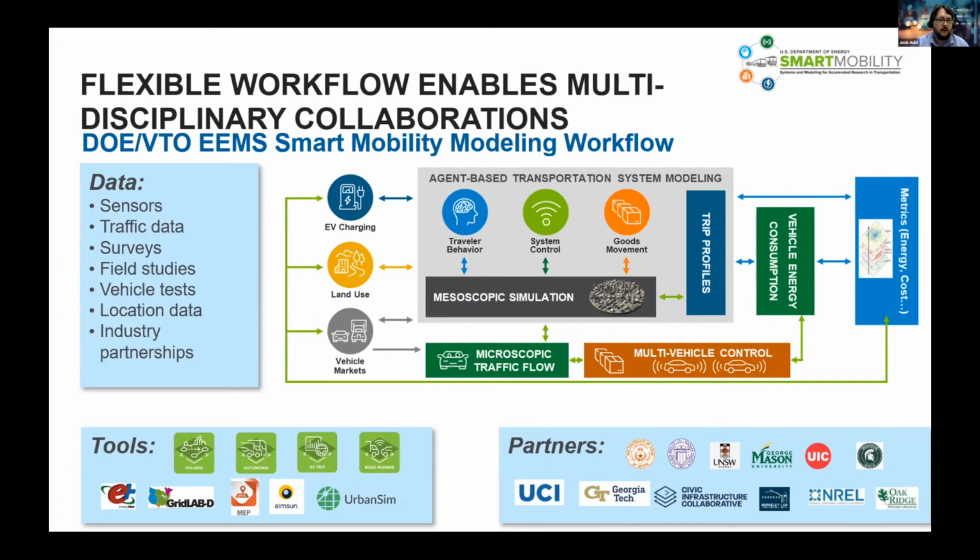So this is a combination of many tools, everything from mesoscopic simulation and regional travel demand simulation, freight and goods movement, microscopic movement of vehicles, multi-vehicle control, so even the level of communication with infrastructure and between vehicles, and all the way down to individual powertrain energy consumption to generate these metrics that we can use to evaluate different decarbonization pathways.